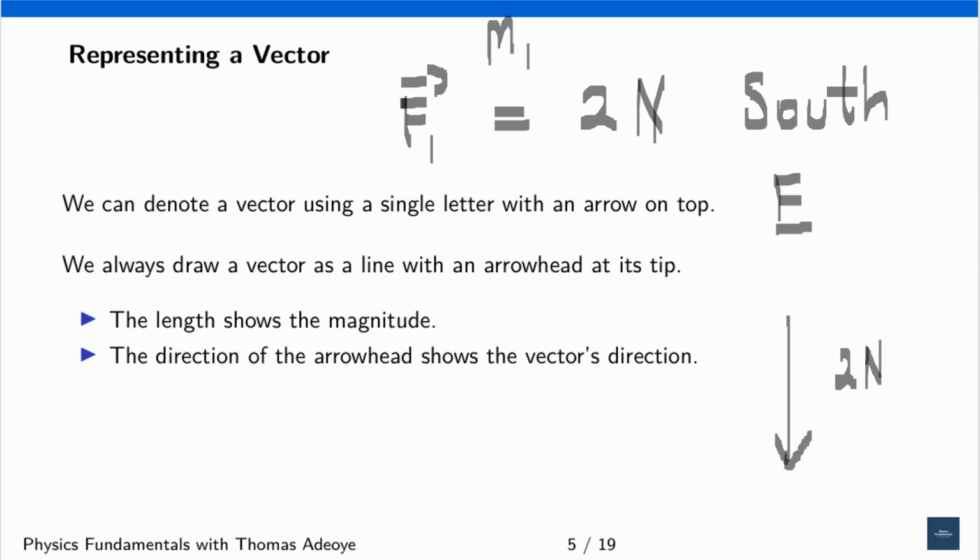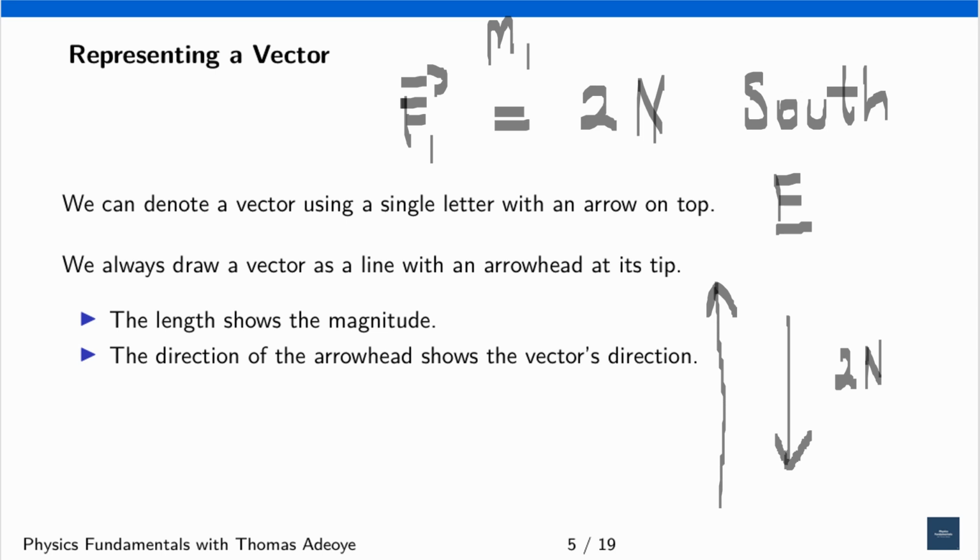I didn't just draw it anyhow. It is because this is the vector, the force now is acting southward. So you can see on a cardinal point, this is facing south. If I had drawn it this way, if the arrow is facing up, then this is not south, this is north.